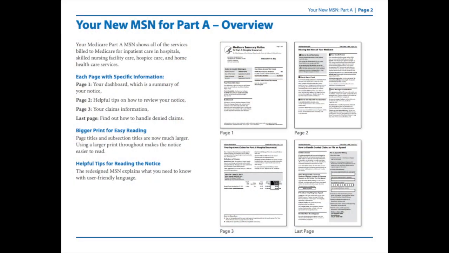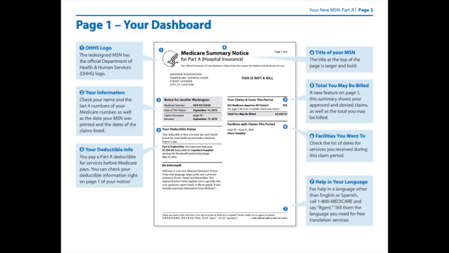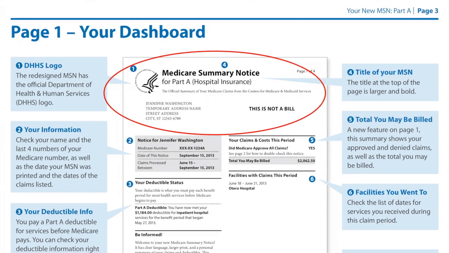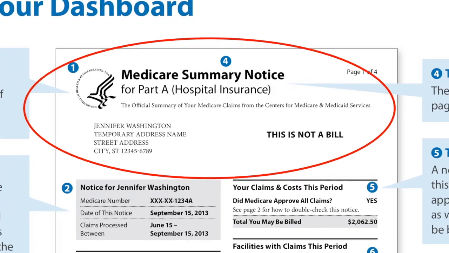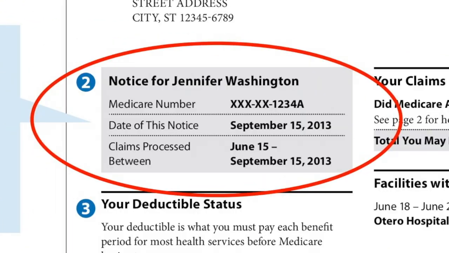Let's start by looking at the first page. Page 1 is called your dashboard. At the top left corner of the page is the Medicare/Health and Human Services logo. Directly under that, in a gray box under your address, is your information. You can expect most of your Medicare number to be hidden. However, the last 4 digits of the number should be displayed to help you identify the notice as yours.